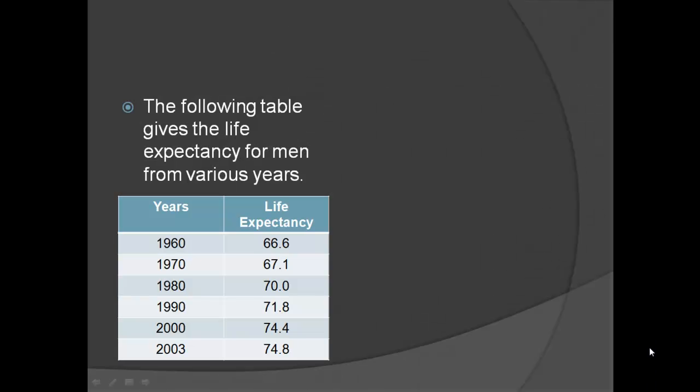The following table gives the life expectancy for men for various years. So 1960, 1970, 1980, 1990, 2000, and 2003, the life expectancy for a man was 66.6, 67.1, 70, 71.8, 74.4, or 74.8 years, respectively. The first step in determining a regression model is to enter the data into your calculator.